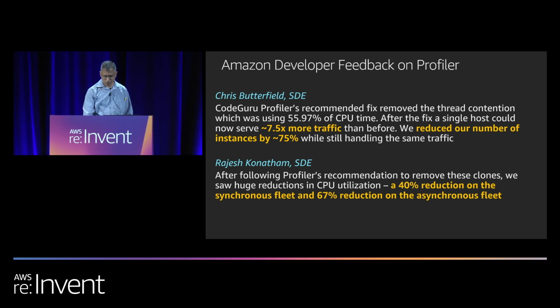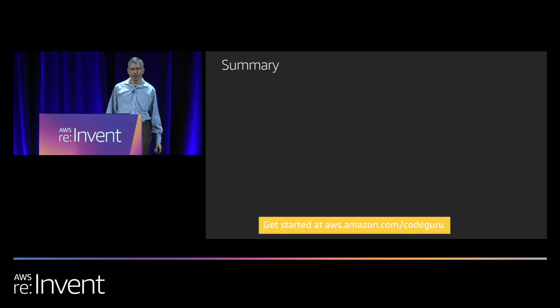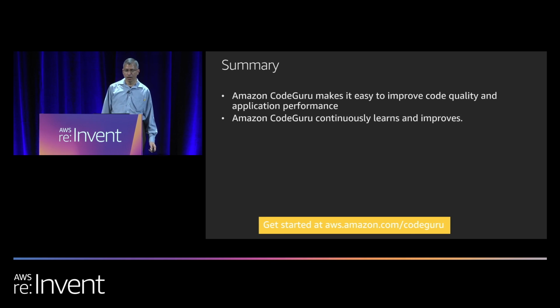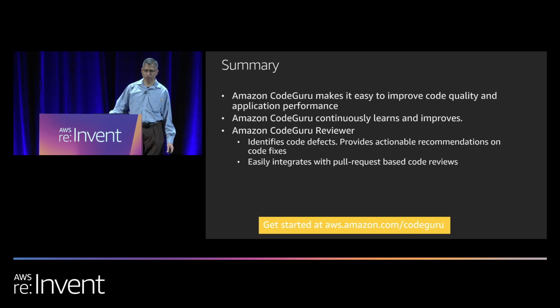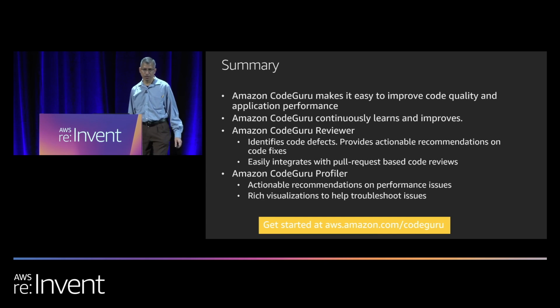Thanks, Daniela. So I'm going to quickly conclude so that we have time for questions. You can get started with CodeGuru at aws.amazon.com/CodeGuru. You'll see the same onboarding view on the console, and you can onboard to the reviewer as well as the profiler. And this is what you get when you do that. You get recommendations on code quality and application performance improvement, and it continuously learns and improves based on the feedback you give. From a reviewer perspective, it identifies code defects, provides actionable recommendations on code fixes, and it easily integrates with pull request based workflows on GitHub and AWS CodeCommit. And from a profiler perspective, you get actionable recommendations on performance issues, and you get rich visualization which you can use along with your domain knowledge to troubleshoot additional issues.